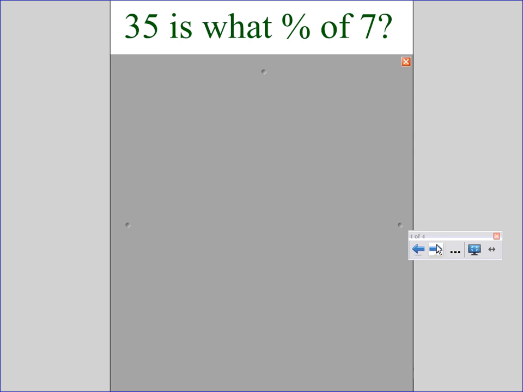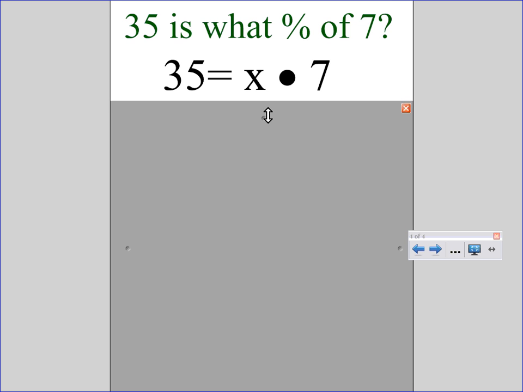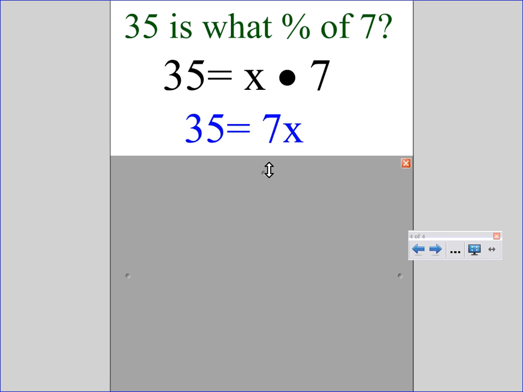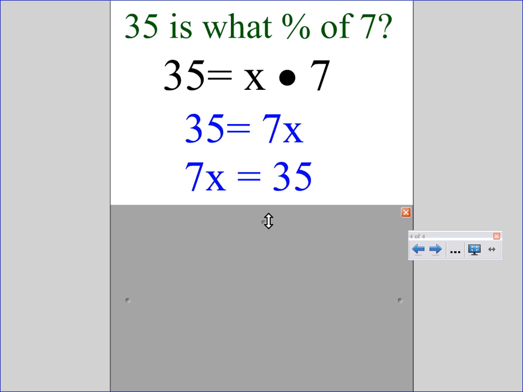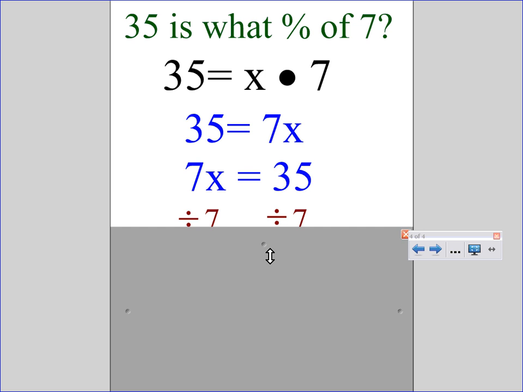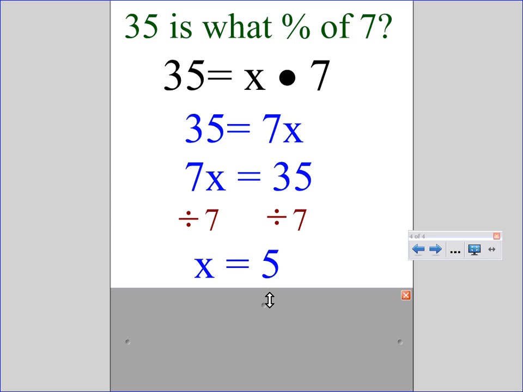Okay, I translate it, I break it down into my math equation, bring down the 35, bring down the equals, bring down the x, bring down the multiplication symbol, bring down the 7. But here's where it really gets interesting. Because now when I get 35 equals 7x, and then divide both sides by 7, what I end up getting here is x equals 5. And a lot of students want to throw this down as an answer.